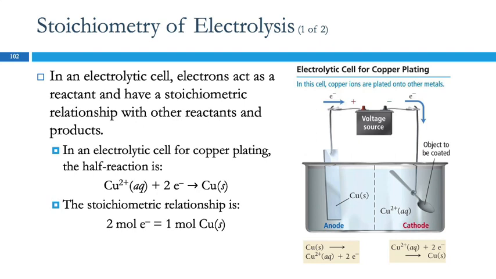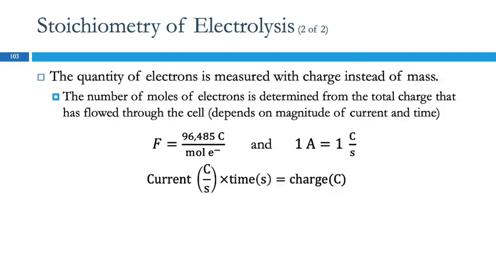So we can look at stoichiometry in electrolysis reactions. So the electrons are acting as a reactant. So we have copper ions, and each copper ion needs 2 electrons to make a copper atom, right? So we have a stoichiometric relationship here. 2 moles of electrons for every mole of copper. The quantity of electrons is not measured with mass because they're really, really tiny. We measure electron quantity with charge.